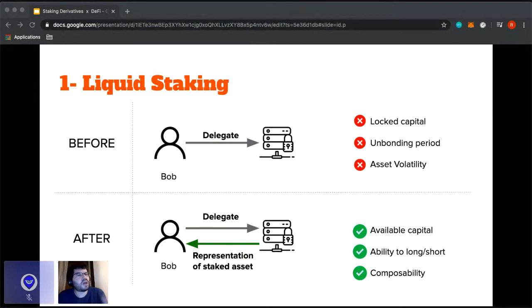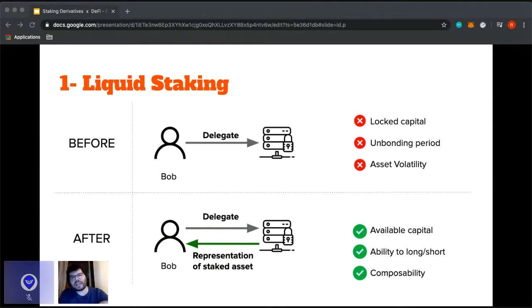This also allows him to use some DeFi composability, meaning that the underlying asset is going to be locked, while the representation of the staked asset is something that he would be able to use whatever way he likes. So he can use it in DeFi if he wants. He can lend it, etc., etc.